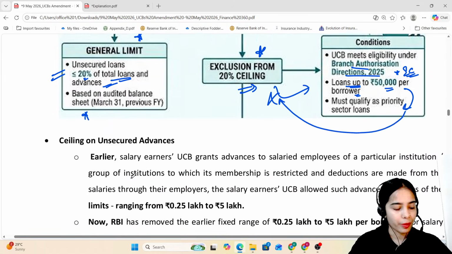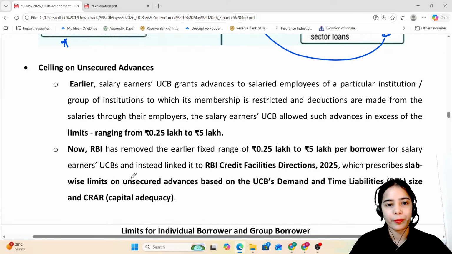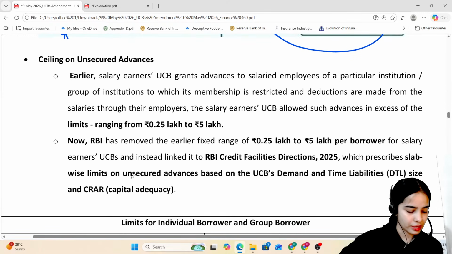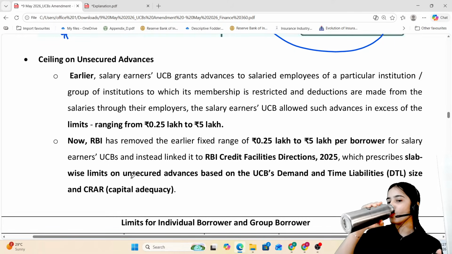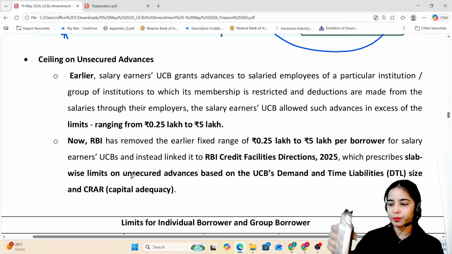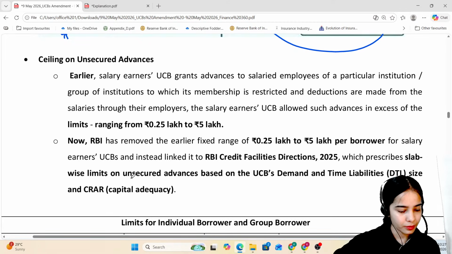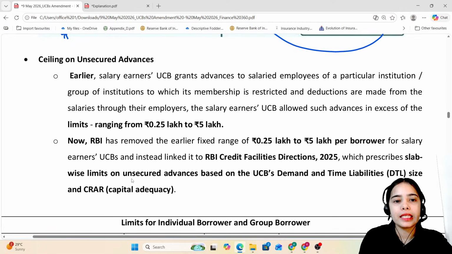Okay. Now, coming to the next part, any confusion till now? Ceiling on unsecured advances. Any confusion, anyone? See, ceiling on unsecured advances.